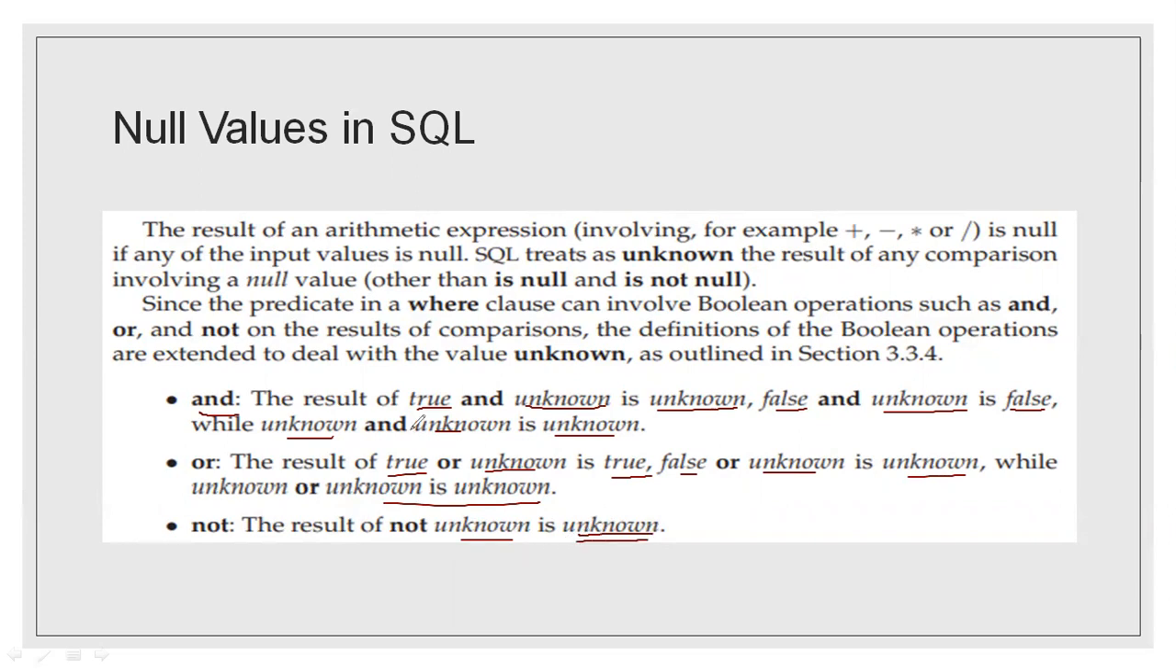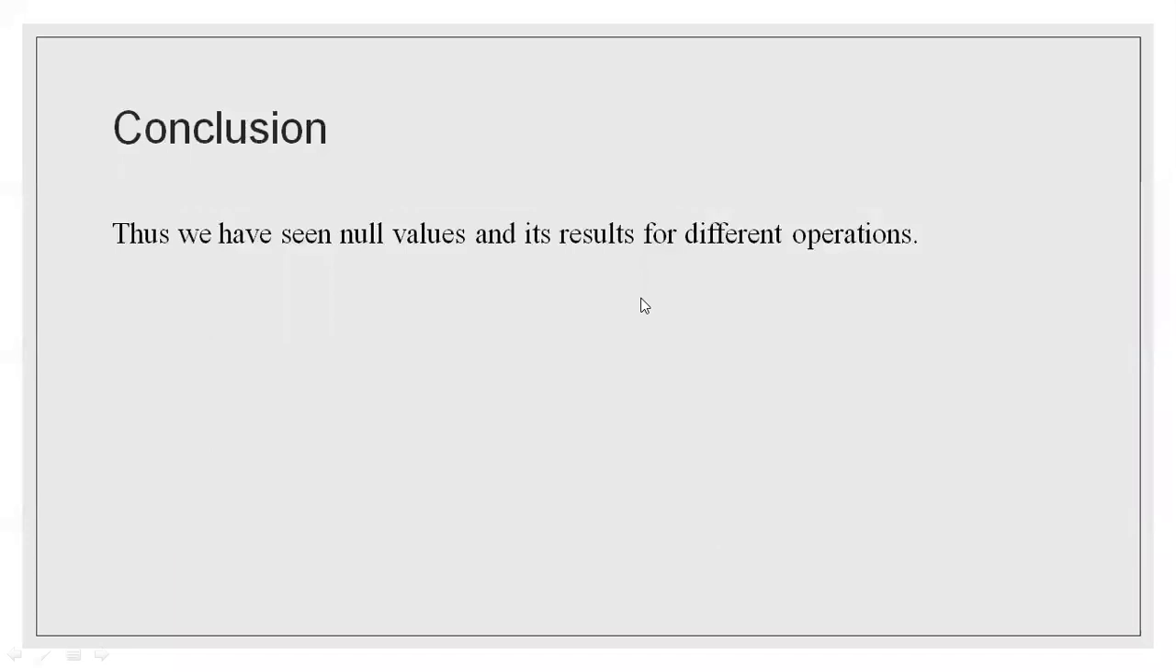So this is the way how null values are handled in SQL. I hope you understood this. The conclusion is, thus we have seen the null values, aggregate functions, and how the null values are handled.